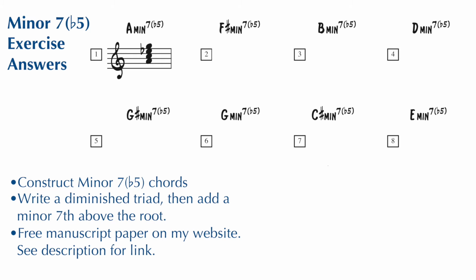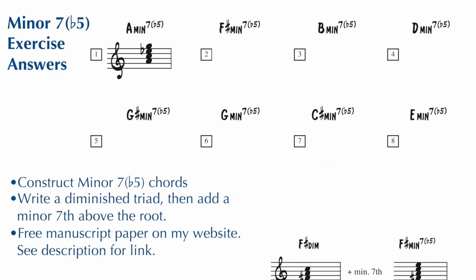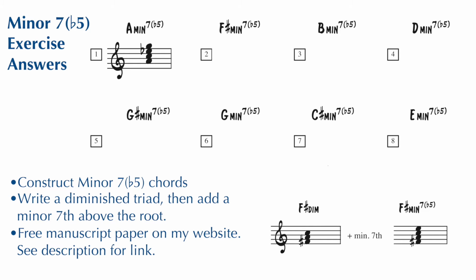Number 2, F sharp minor 7 flat 5. First, construct an F sharp diminished triad. That's going to be F sharp, A, and C. Then we add a minor seventh above the root of the chord. The root of the chord is F sharp. Minor seventh above that is E. Stack them all up. We have F sharp, A, C, E. F sharp minor 7 flat 5.